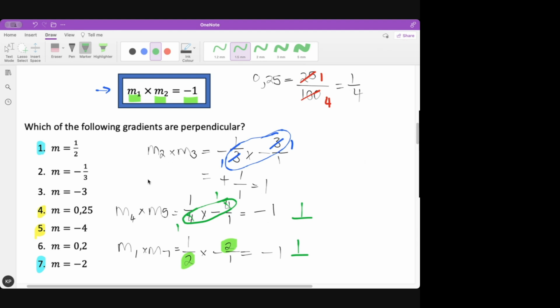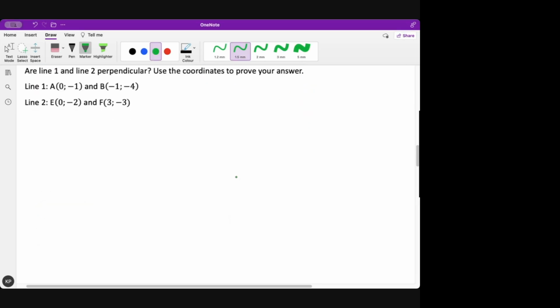2 and 6. No, because 0.2 is 20 over 100, which is 1 over 5. Okay, that's 1 over 5. So already my denominators and numerators are not corresponding. Okay, guys, I think we can move on.